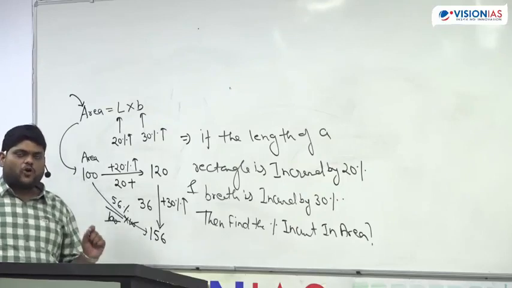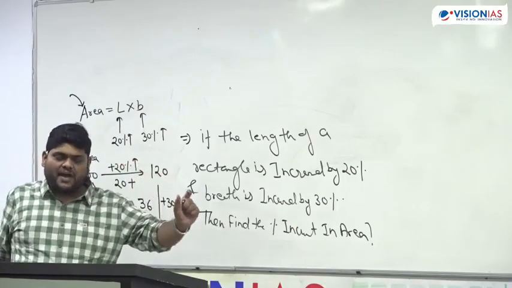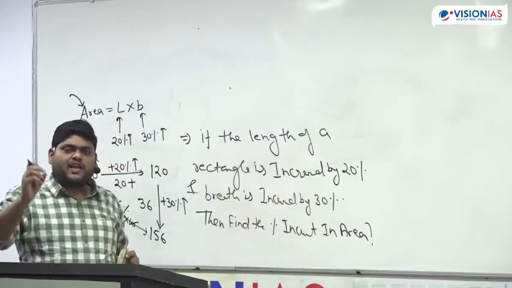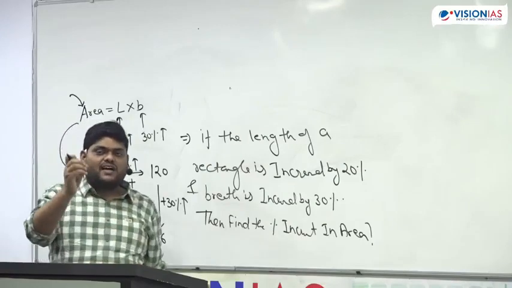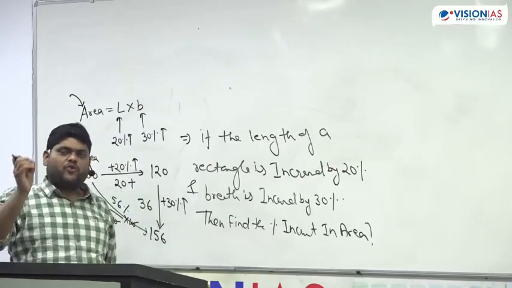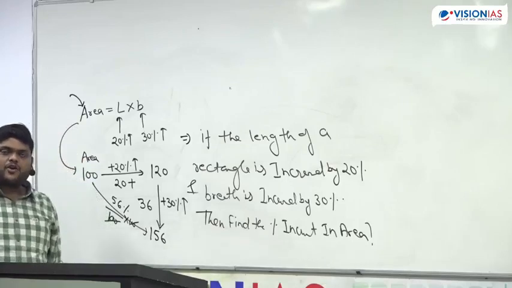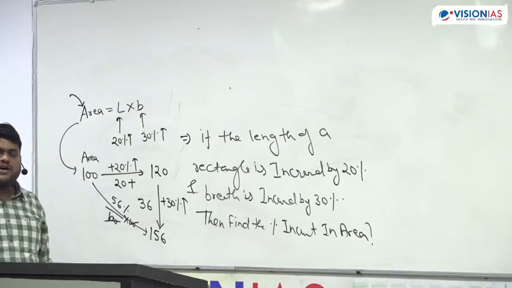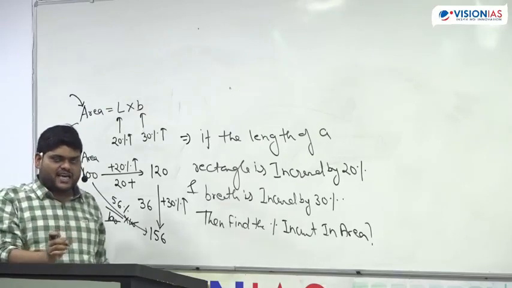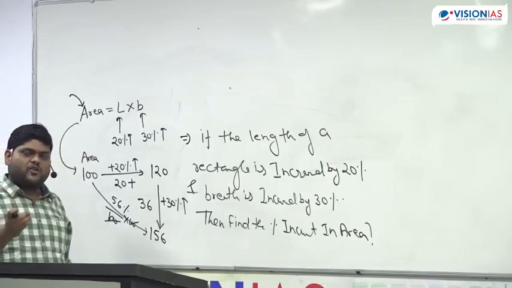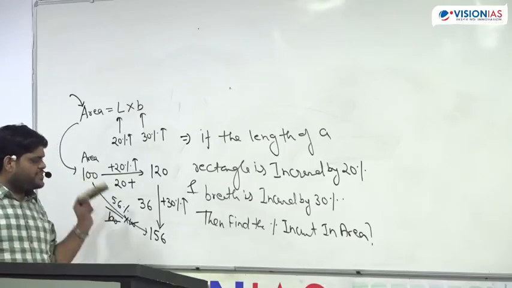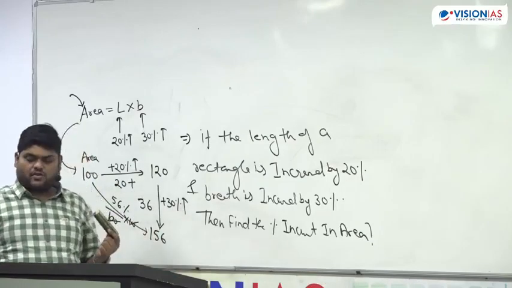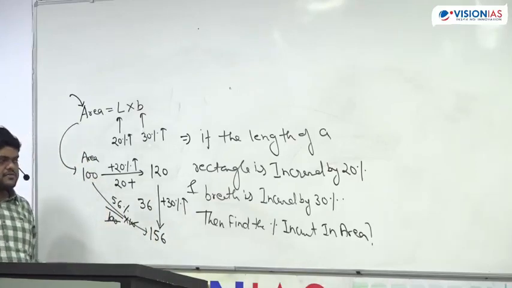Now you can do it without pen and pencil also. You can assume the area as 100, and the length is increased by 20%, so 100 becomes 120. Then the next increment is 30%. 10% of 120 is 12, so 30% is 36, and if you add both, it becomes 156. So either you use pen and pencil, or if you practice, you can solve it without pen and pencil also. So this is a simple question.